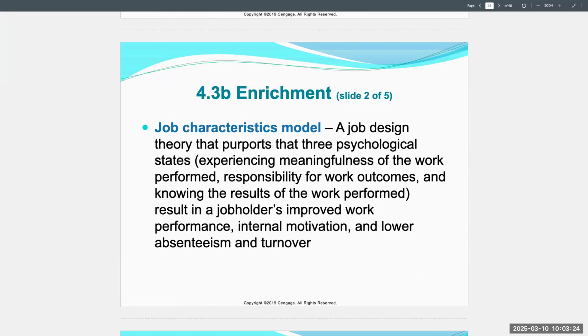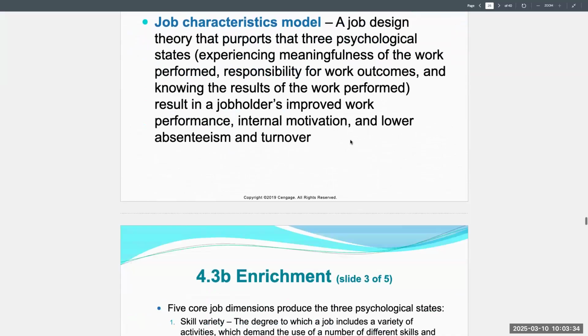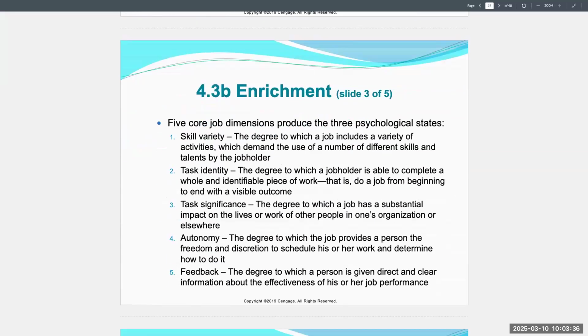Job enrichment actually transforms work from being purely transactional to deeply fulfilling, which leads to higher performance and lower turnover. And this is something that you want to be able to do.